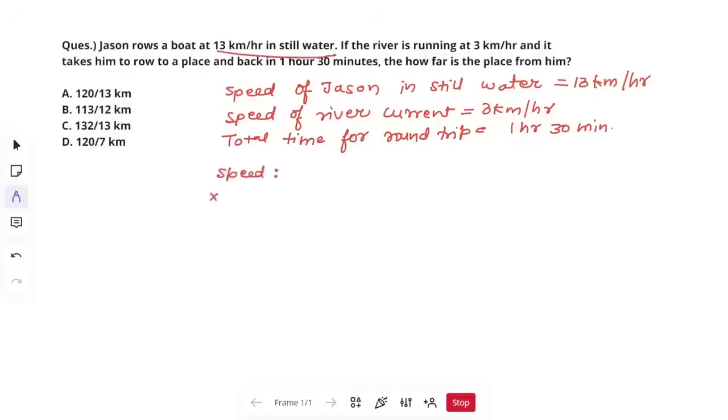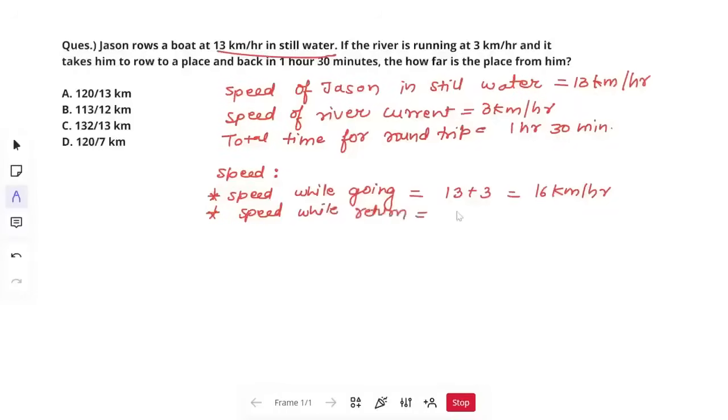First speed is the speed while going, which is also called downstream. That is 13 plus 3 kilometers, which is going to be your 16 km/h. And next is your speed while returning, which is also called upstream. So speed while returning is 13 minus 3, which is going to be your 10 km/h.